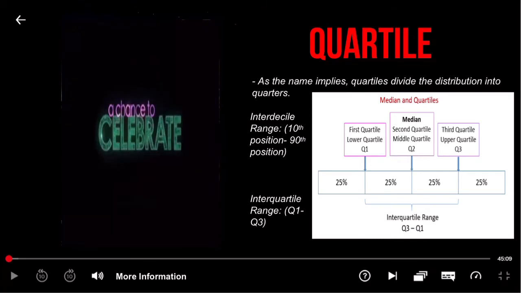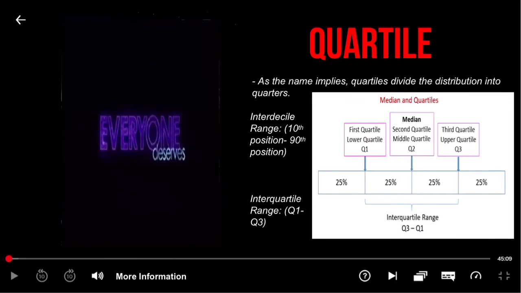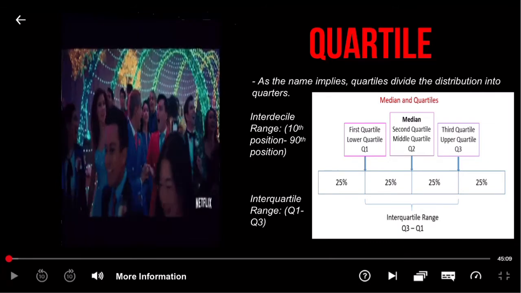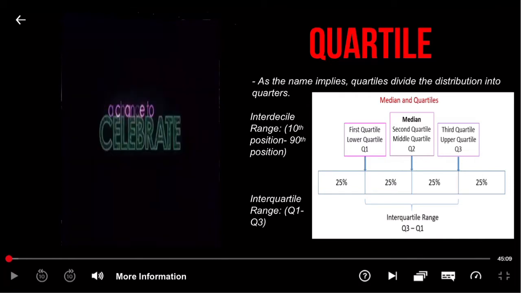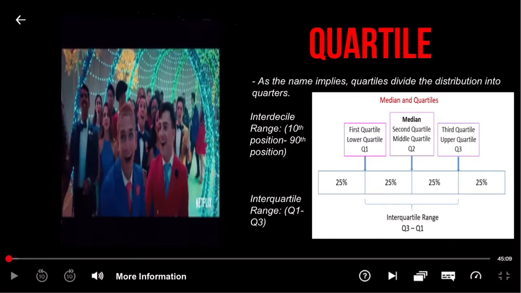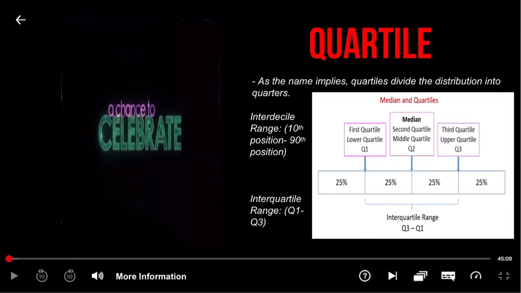We have the first quartile, lower quartile, or the Q1. We have the median, or what we also call the second quartile, middle quartile, or the Q2. And lastly, we have the third quartile, upper quartile, or the Q3. And we also have here illustrated the interquartile range, which is Q3 minus Q1.